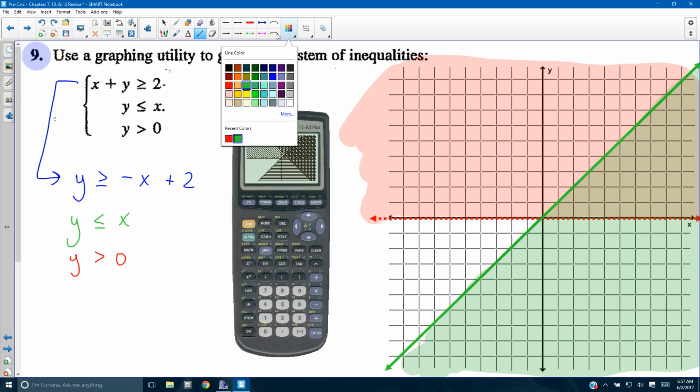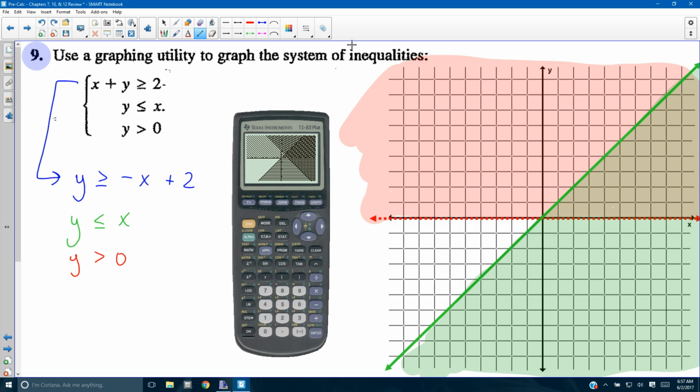The last one here that stayed in blue is greater than or equal to, so it's solid. It crosses at 2, and it has a slope of -1. You can see going down and to the right there. And then we shade above. So y is greater than or equal to -x plus 2 here. We're going to shade this one in blue.